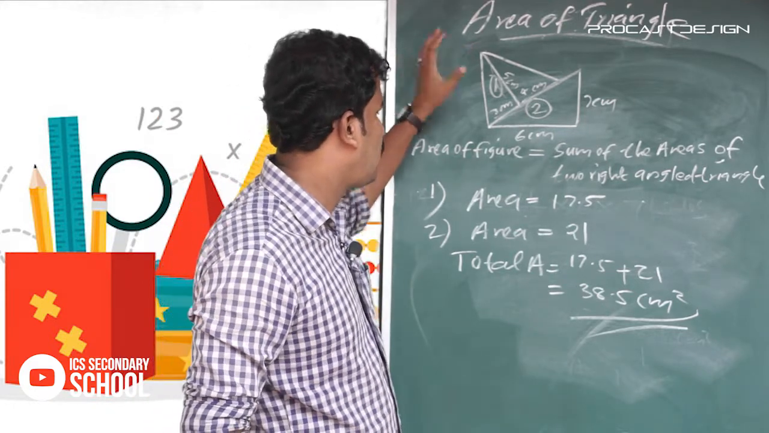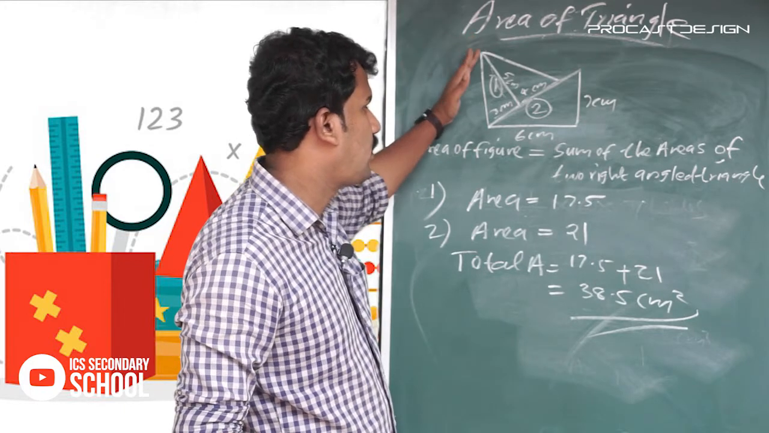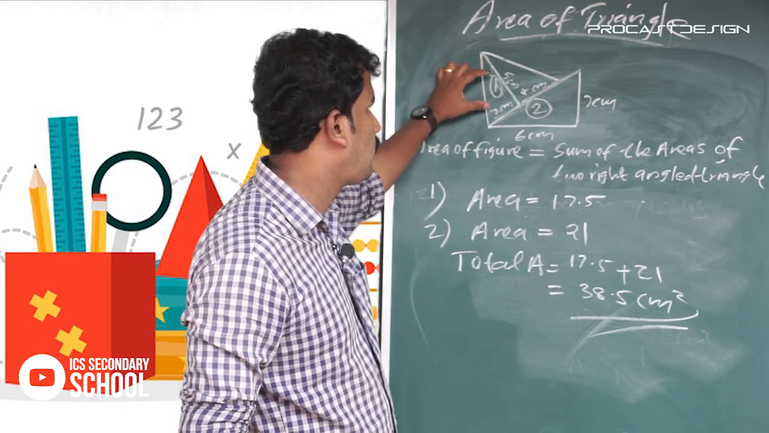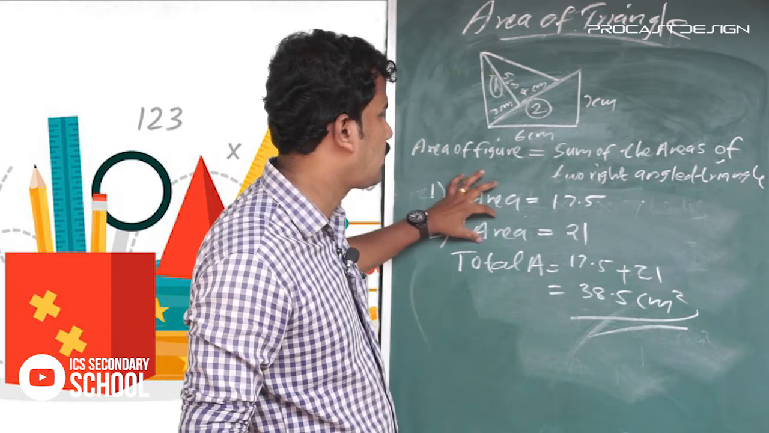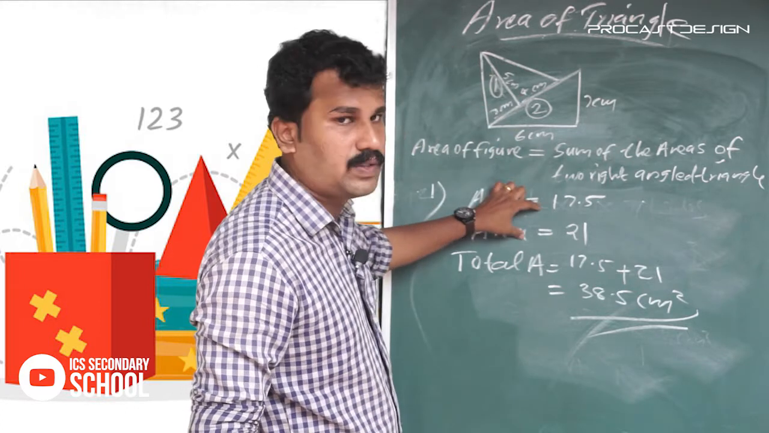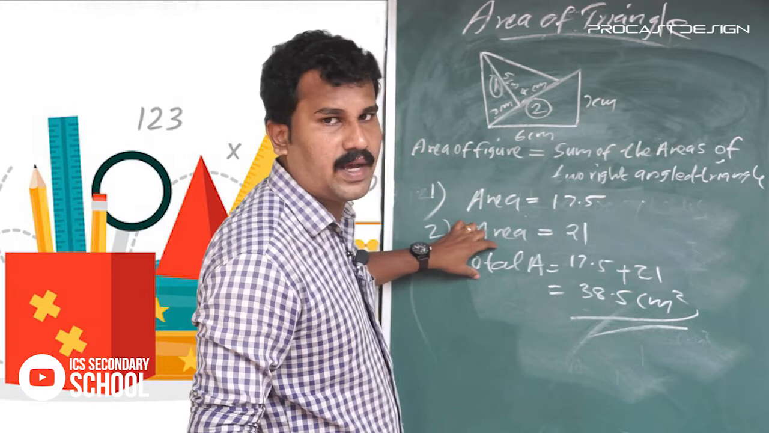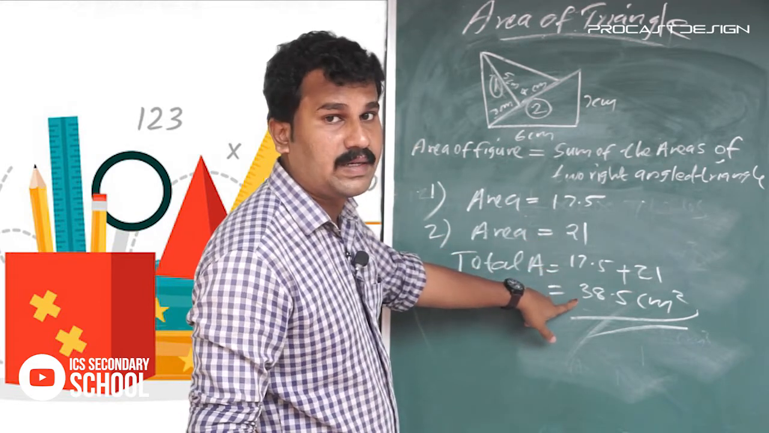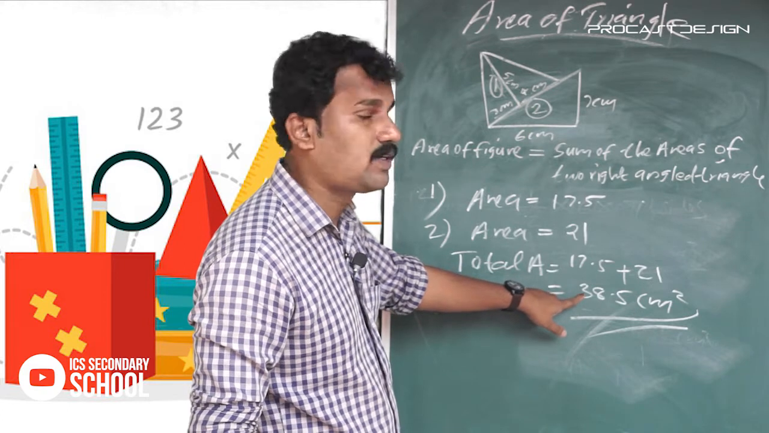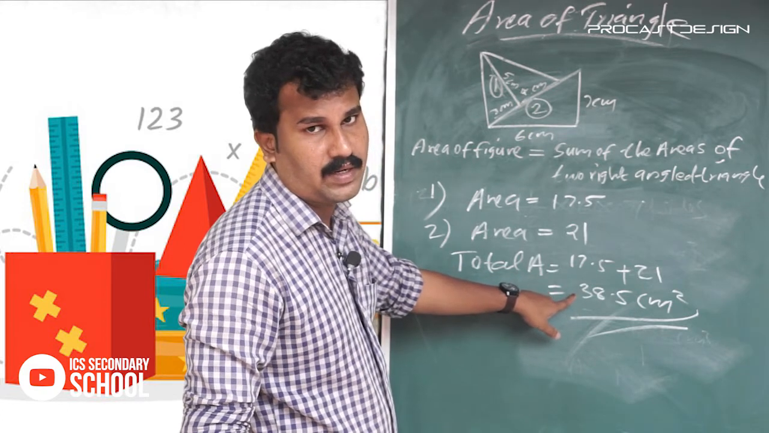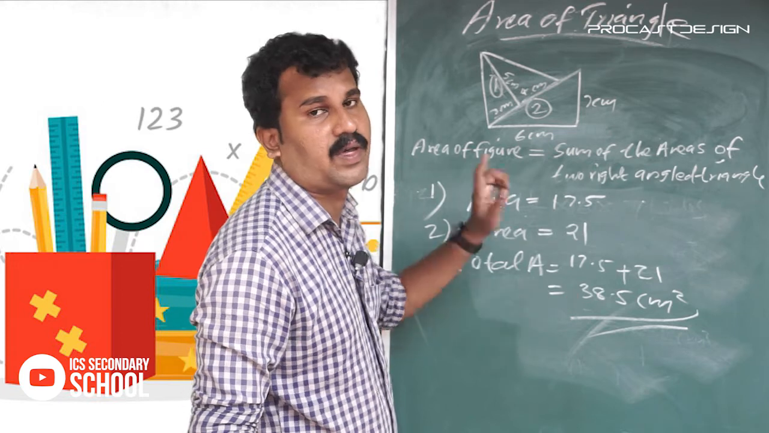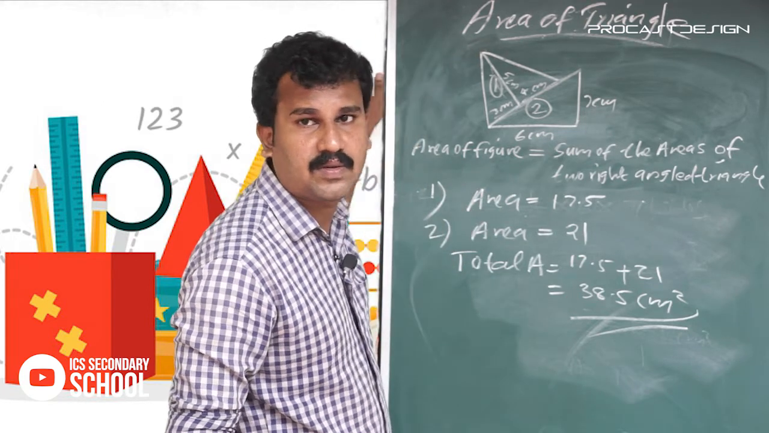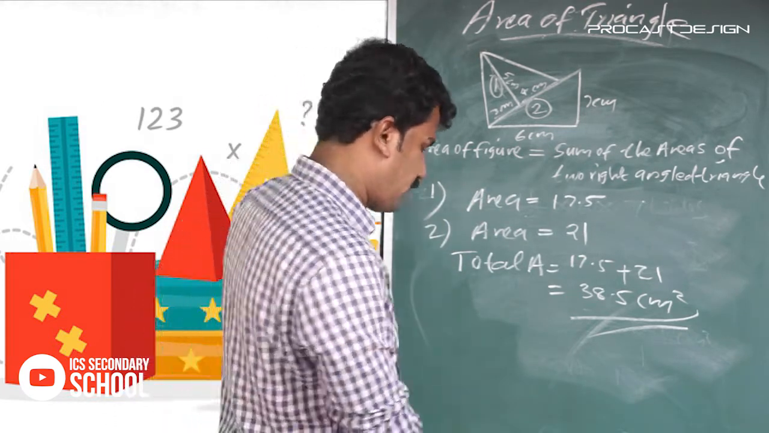So for the figure, the first right angle triangle area is 17.5 centimeter square and the second right angle triangle area is 21. So the total area is 17.5 plus 21, that is equal to 38.5 centimeter square. Okay, got it. So this is the total area of the figure.